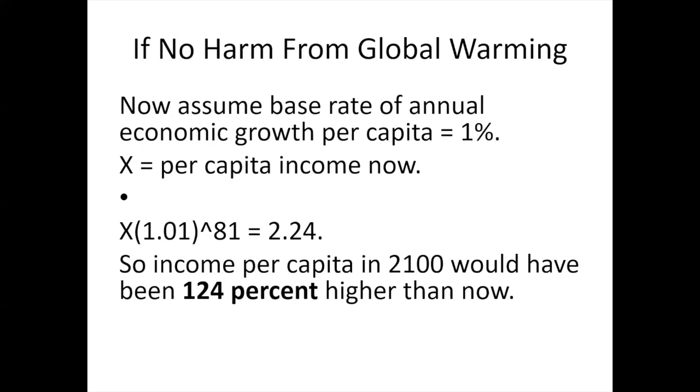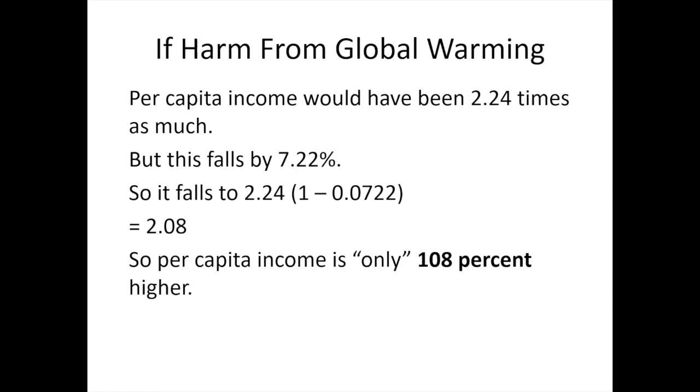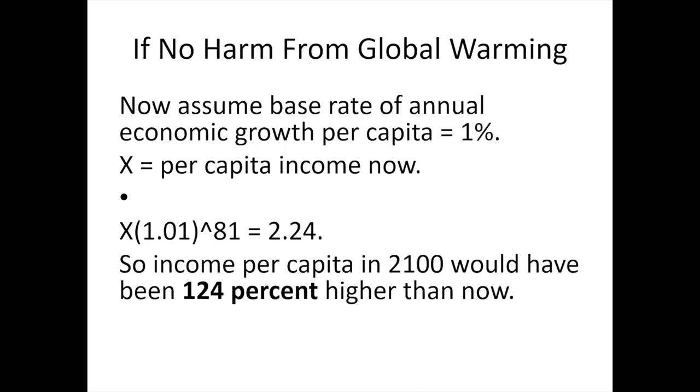Now, what if there is harm from global warming because we don't do mitigation? So it falls by 7.22%. So it falls to 2.24 times 1 minus 7.22% equals 2.08. So per capita income is only 108% higher. So 108% higher versus 124% higher. In both cases, our grandchildren, great-grandchildren are substantially better off than we are.